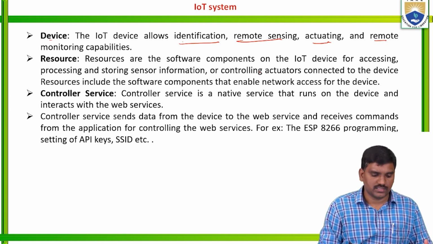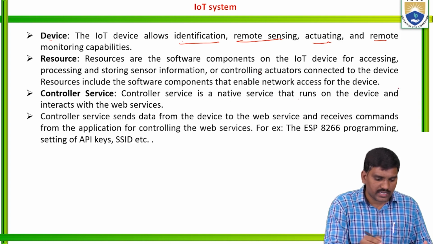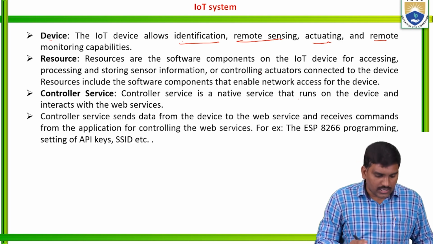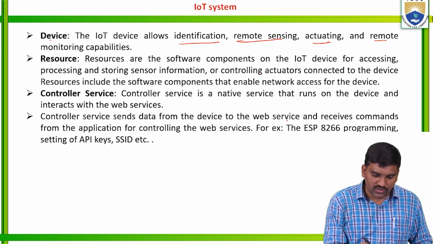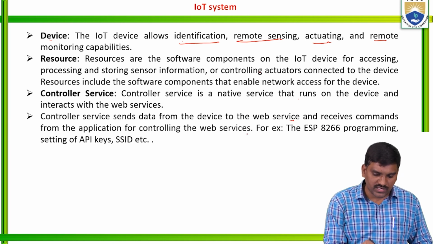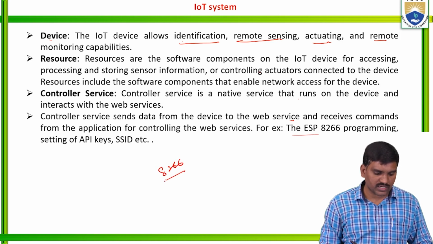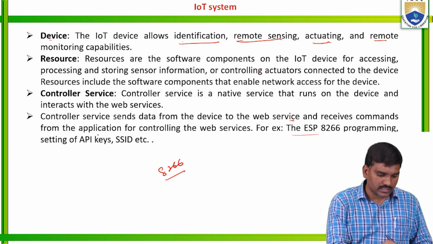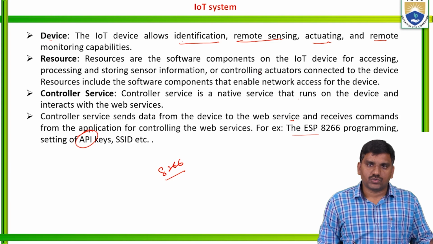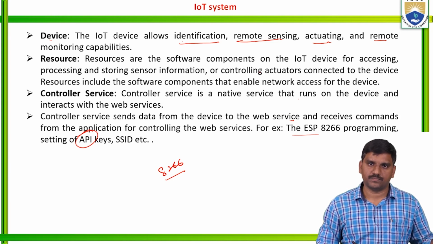Next, the controller service. Control service is a native service that runs on the device and interacts with the web services. The controller service sends the data from the device to the web service and receives commands from the application for controlling the device. For example, ESP8266 programming with a set of application programmable keys and SSID. So this is device, resources and control services.